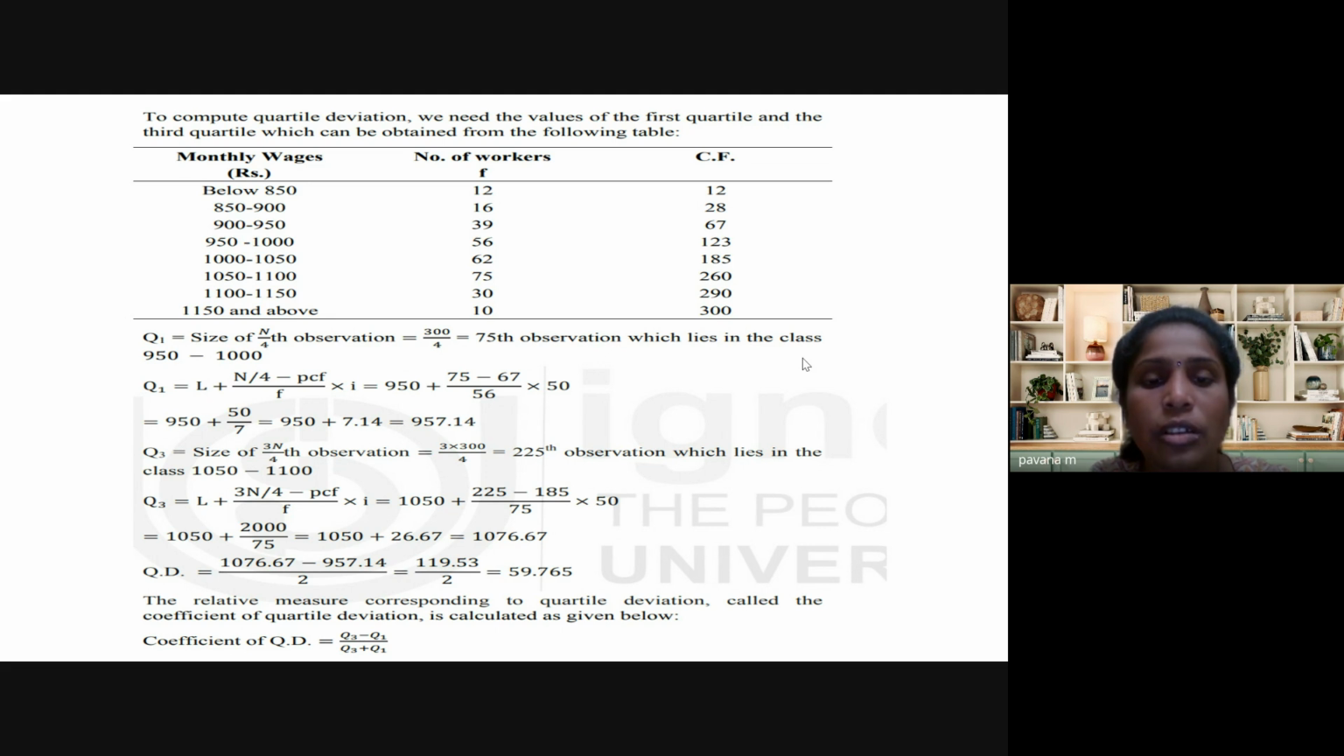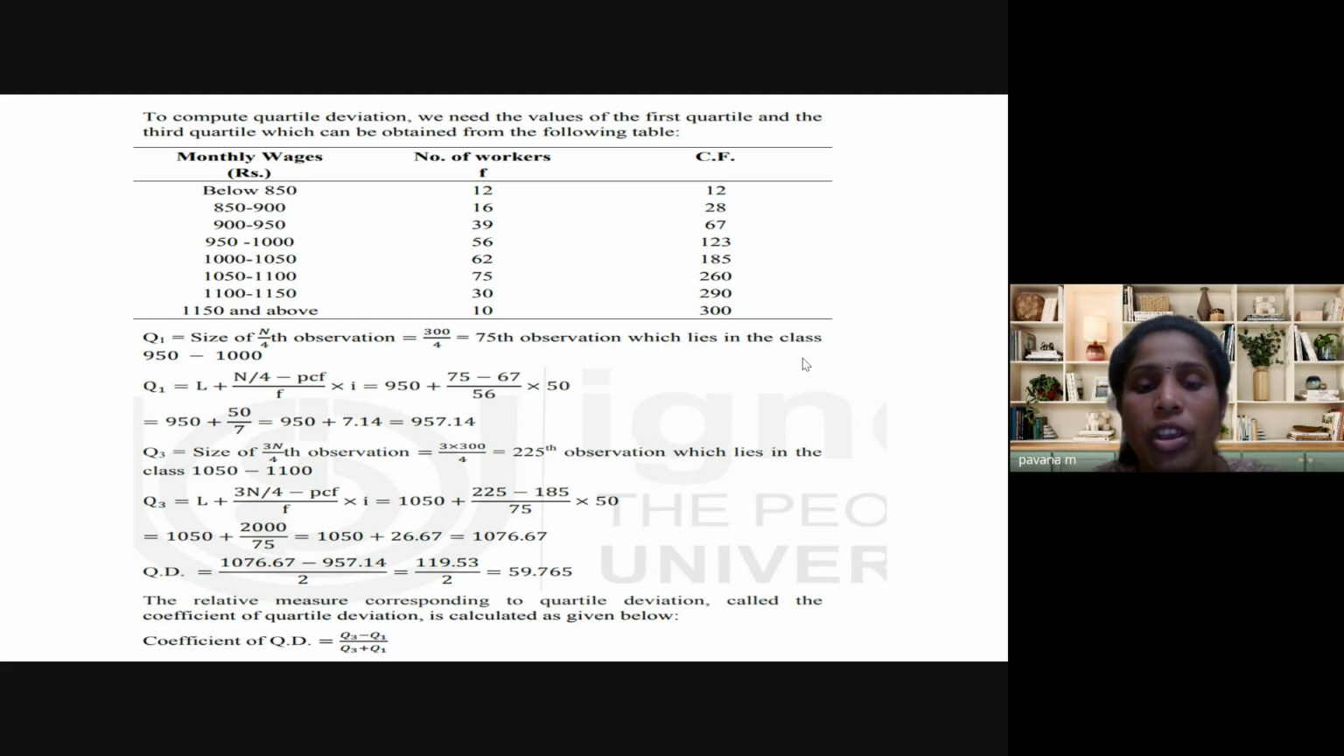Once you calculate the cumulative frequency, then calculate Q1. For calculating Q1, take the size of n by 4th observation, because Q1 means 1 by 4. So n here means the number of workers: 12 plus 16 plus 39 plus 56 plus 62 plus 75 plus 30 plus 10, the total number of frequency observations. So that is n, which is 300. So 300 by 4 means the 75th.